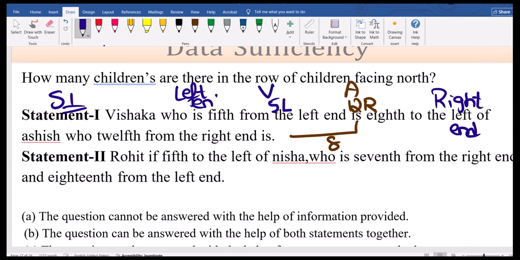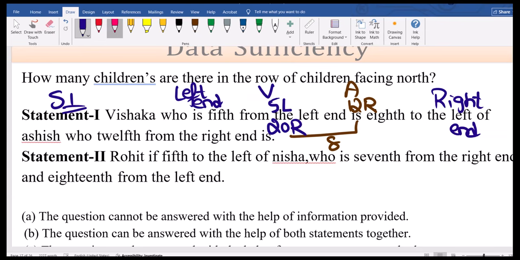Now, to answer any question, one person's position from both the left hand and right hand is required. Now, sir, one person's right hand, one person's left hand, but they have given a connection. Now I can decide on Vishaka or Ashish on the other side. Is Vishaka far away from the right hand or close to it compared to Ashish? Far away, right? So you have to add 12 plus 8, 20 from the right hand.